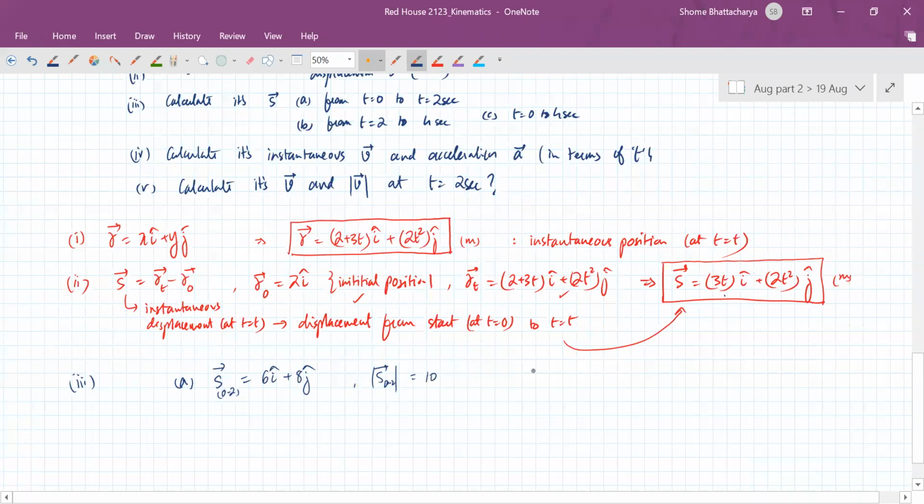Where did we find that the initial position is 2 i cap? Substitute t as 0 in this equation. So here, substitute t as 0, and that will give you this.